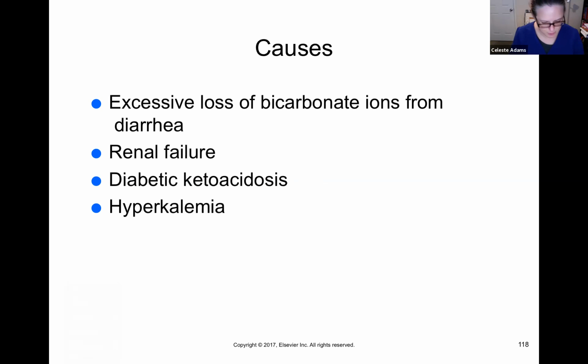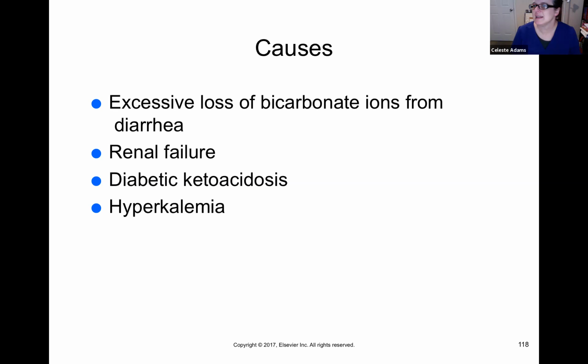Causes. Some causes of metabolic acidosis: excessive loss of bicarb ions from diarrhea. Bicarb equals base. When you're having diarrhea, you lose a lot of bicarb, so you don't have the bicarb and you go into metabolic acidosis. Renal failure is another cause.